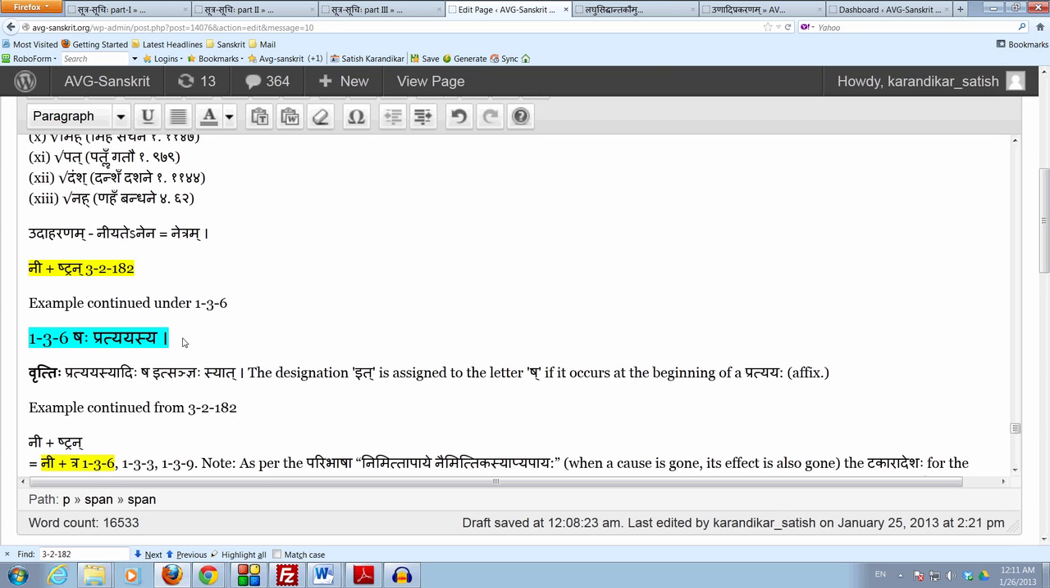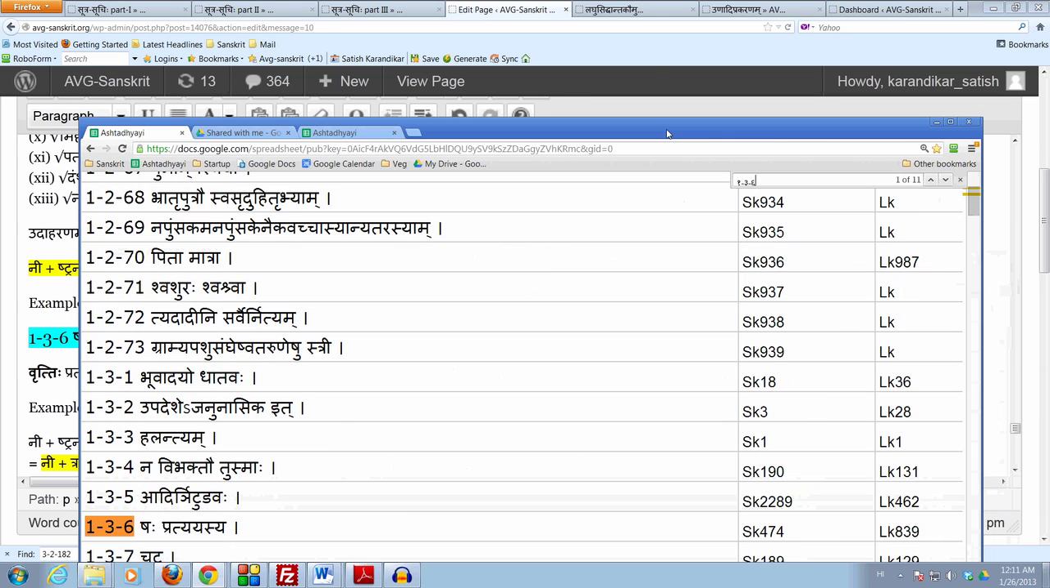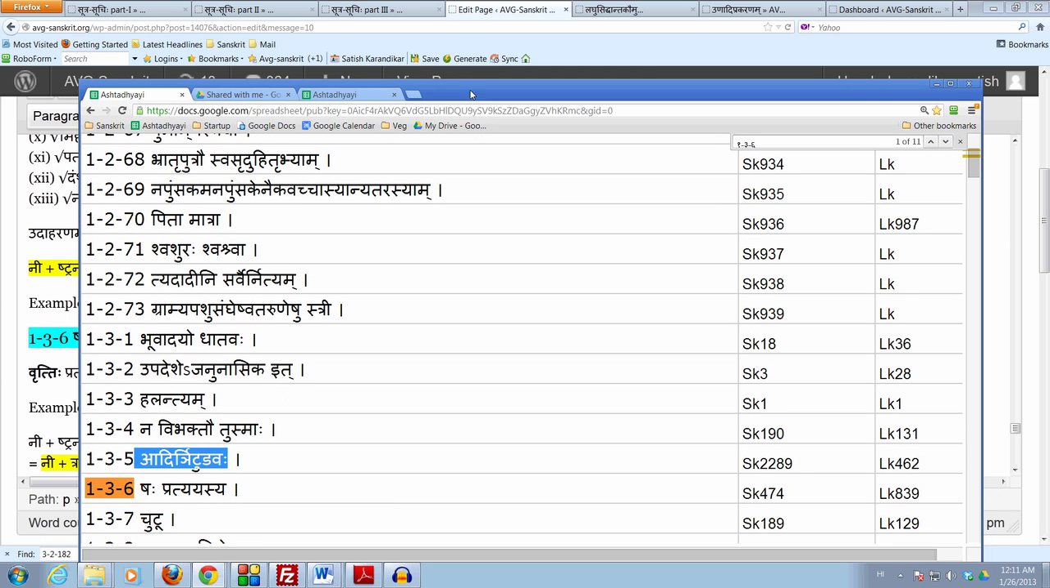Of course, we have already studied 1.3.5 as well as 1.3.7. 1.3.5 says adir nitudavaha, and 1.3.7 says chutu. So we know what to expect here is that this 1.3.6 is going to prescribe the it sanjna for the beginning shakaraha of a pratyayaha. That will be our next sutram, 1.3.6 shaf pratyayasya.